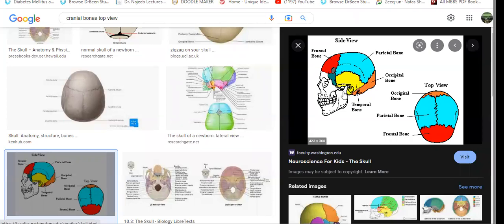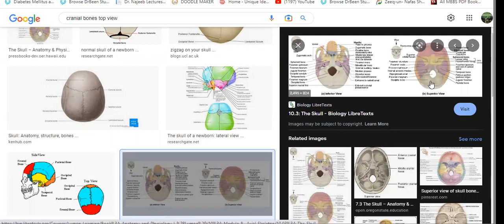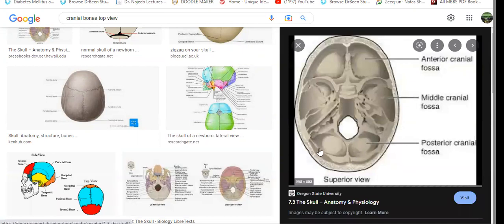Auditory muscles, etc. This is the occipital bone. You can see here, this is the superior view. This is the occipital bone. This is the frontal bone. This is the temporal bone.